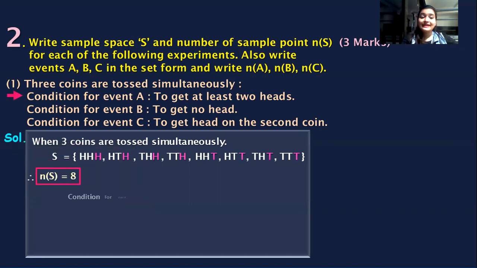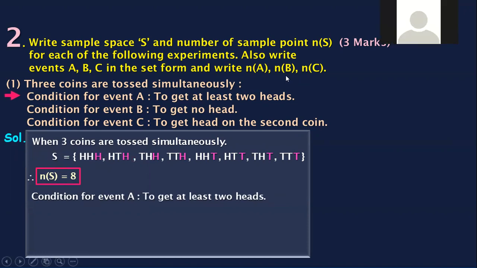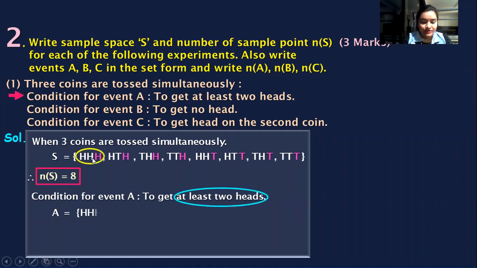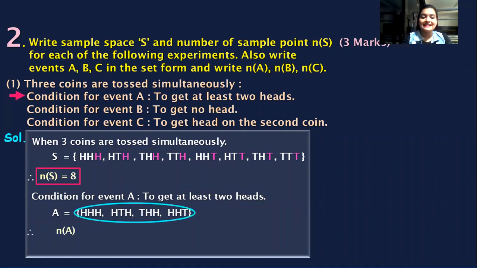Condition for event A: to get at least 2 heads. Now guys, when I say at least 2 heads, you need to be sure that minimum 2 heads should be there. 2 or more than 2 is fine, but minimum 2 should be there. So over here you have 3 heads, that is okay, this will be okay, this will be okay. So we got it as 4. So 2 or more than 2.